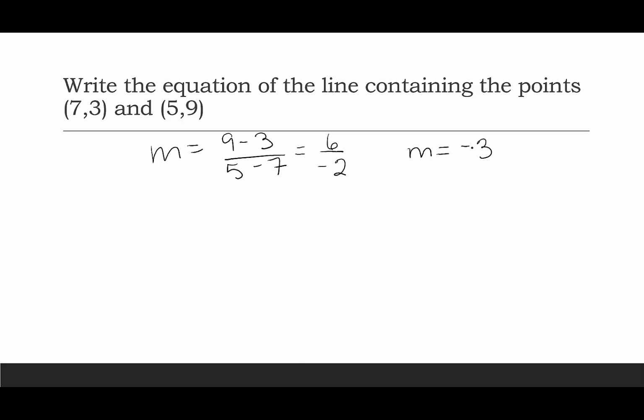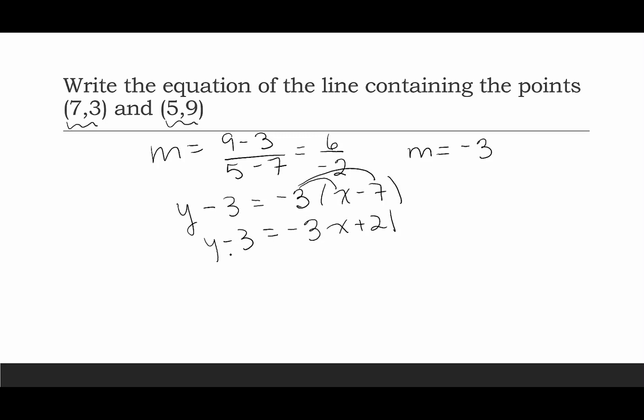Now that we have the slope, let's work on making our equation. I'm going to do y minus. You can pick either of the points, (7, 3) or (5, 9), to do your equation. I'm going to use (7, 3), so I'm going to have y minus 3 is equal to negative 3 times (x minus 7). Y minus 3 then is equal to, I distribute this negative 3, which gives me negative 3x plus 21. I'm going to move the 3 to the right side, so now I have y equals negative 3x plus 24.